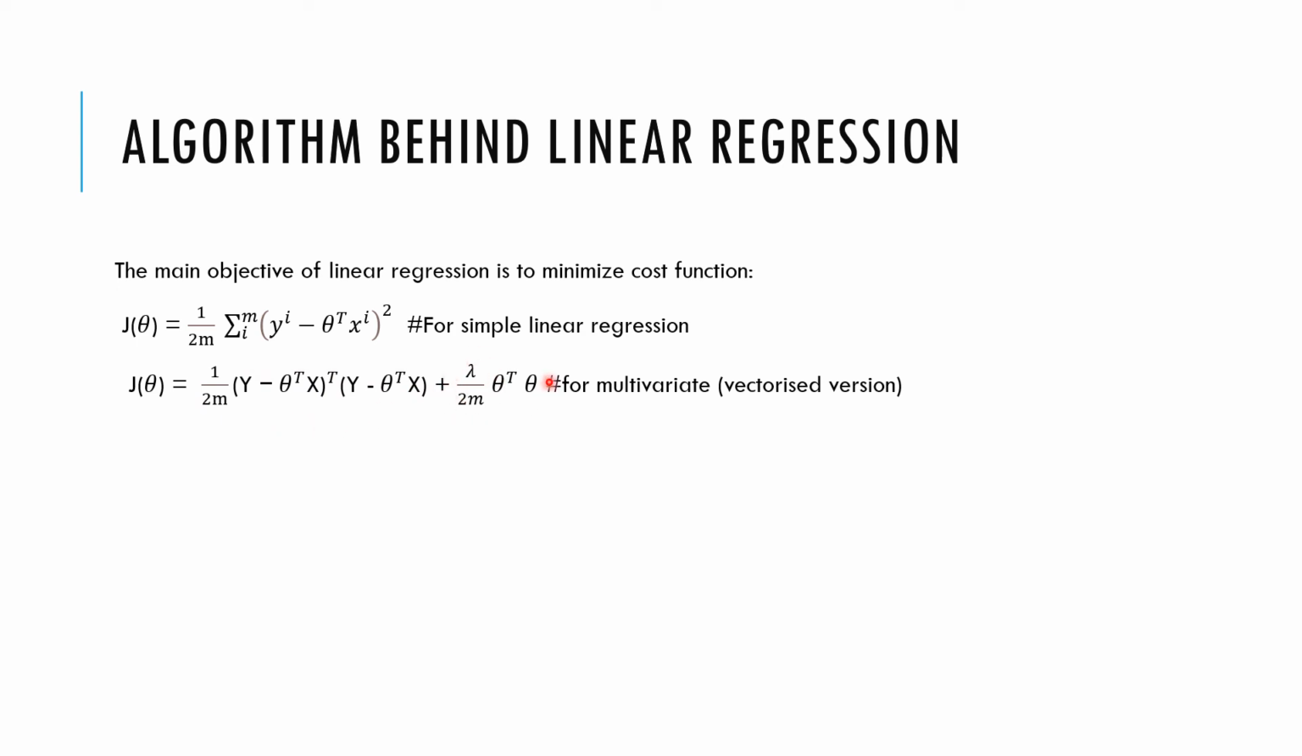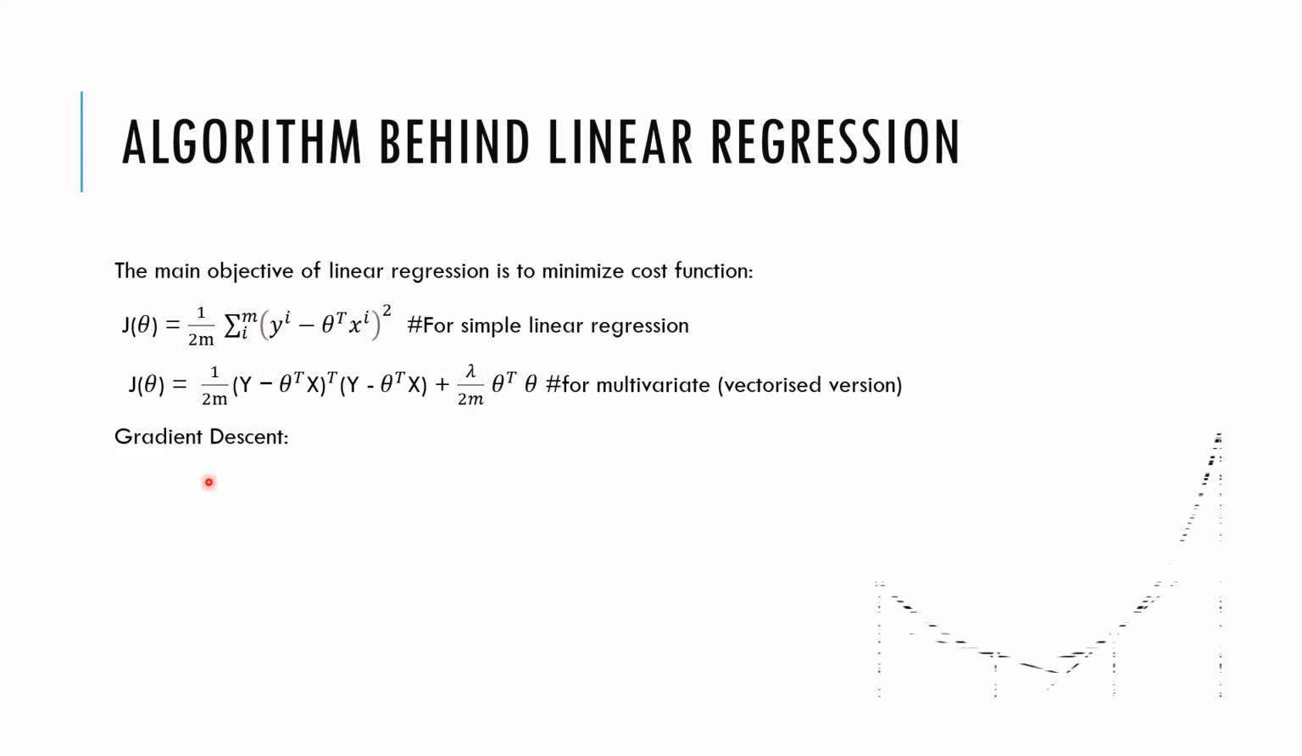And this is the regularization term which we saw. It is lambda, the regularization term, divided by 2m, and instead of theta squared, we are doing theta transpose theta because we are taking the matrix form, the vectorized version. So this is the regularization term here.